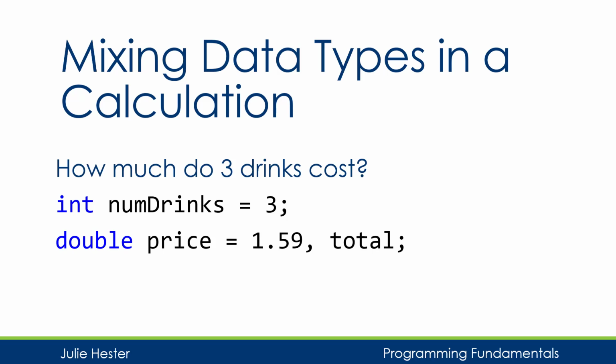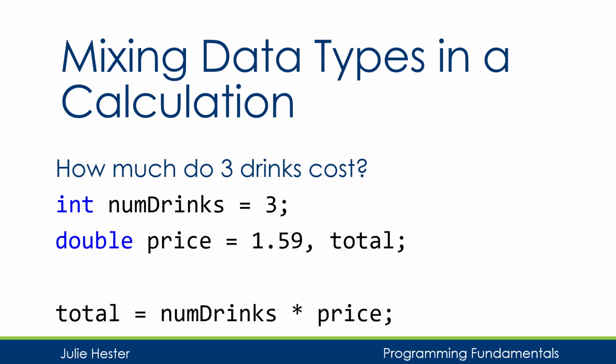So now that I have my 3 variables, I can calculate how much it would cost to purchase 3 drinks at $1.59 each with just a simple mathematical expression. So in this expression, we have an integer multiplied by a double, and we're saving the value as a double. So let's see how we can put this in a program.